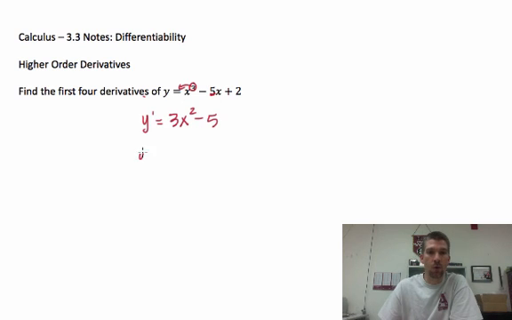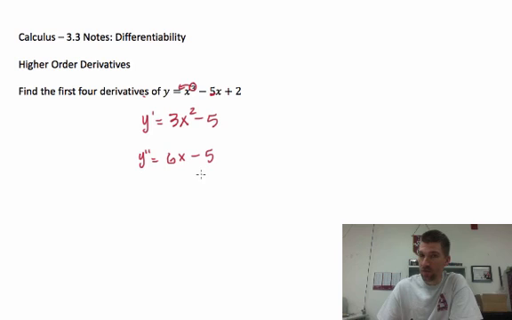So now I've got y double prime. What does that look like? Well, take the derivative of the derivative. 3 times x squared minus 5. That's going to be 6 times x minus 5. There's the second derivative. No problem.